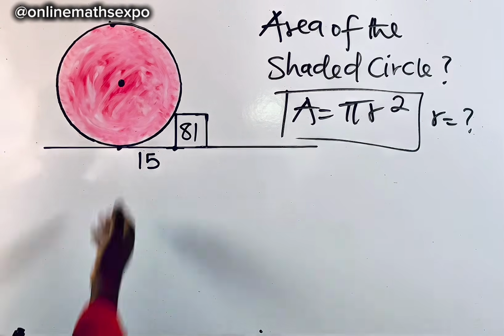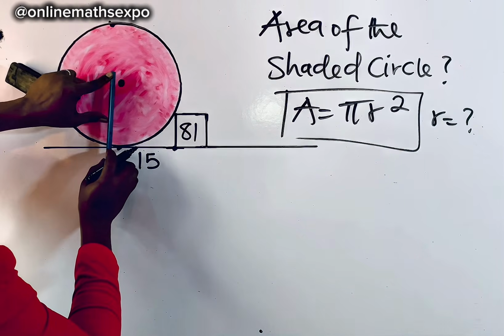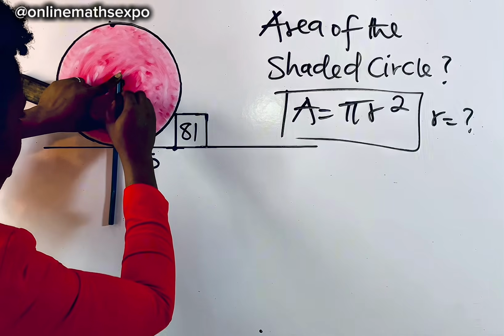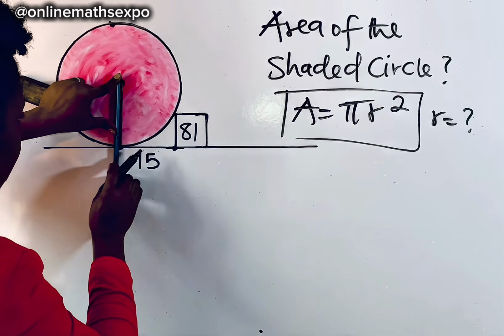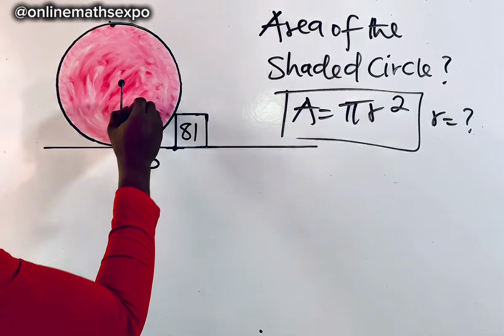Now, what do we do? Since we are free to generate as many radius, we can generate this, just watch, from the center, touching this part. Let's get our radius. Now, with this picture, remember from here to here is our radius.